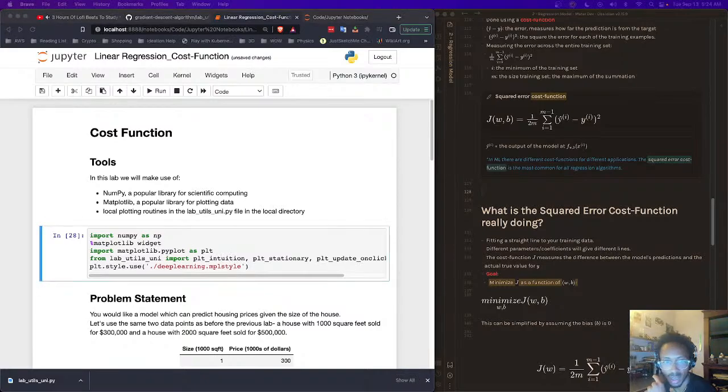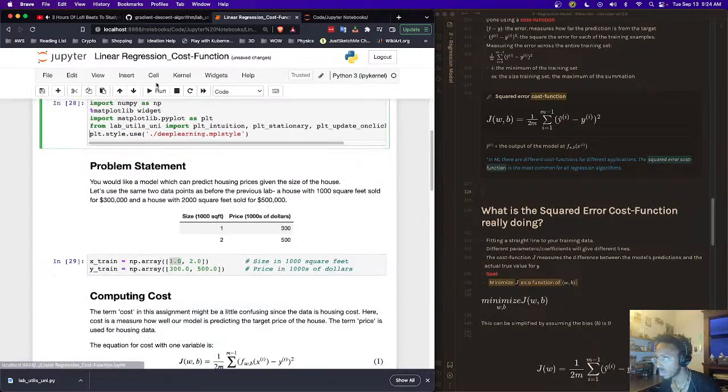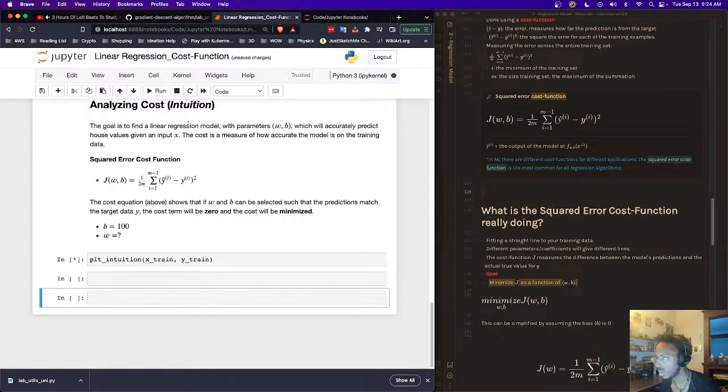Did I type that incorrectly? Just to make sure, I'm going to copy this whole line over. Going to run all.